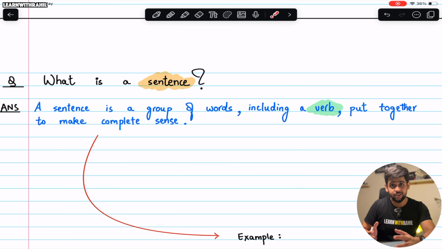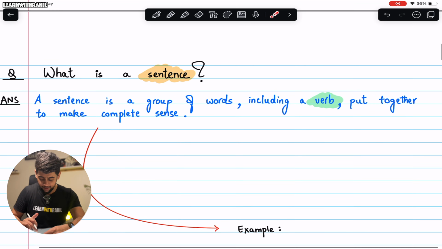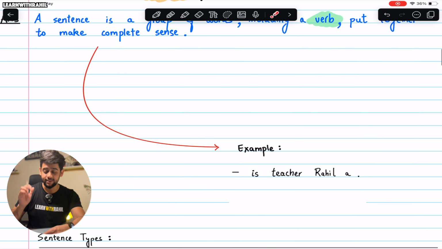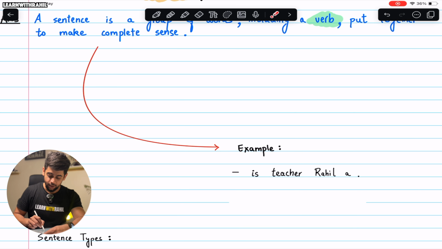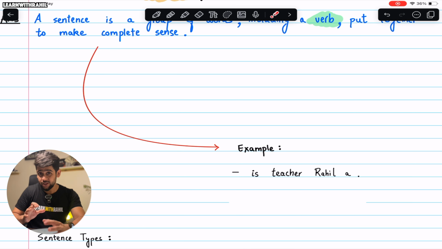So before we get to the differences, let us quickly understand what is a sentence. A sentence is basically a group of words, including a verb, put together to make complete sense. Now, what do we mean by this phrase, put together to make complete sense? Let me give you an example. Let's say there's this sentence that I've given you, and there is a verb in it, and of course, it's like a group of words put together. But does it really make sense? "Is teacher Rahil a?" Now, when you say this to a person, he probably wouldn't be able to understand.